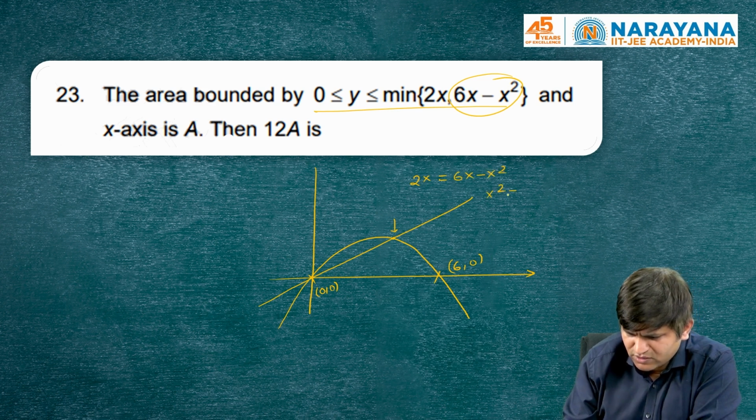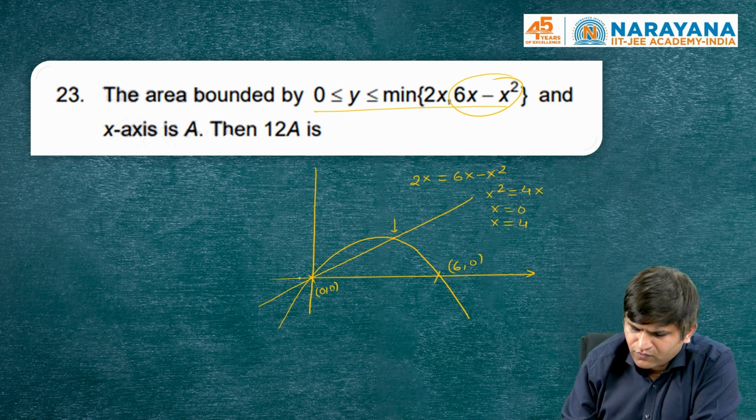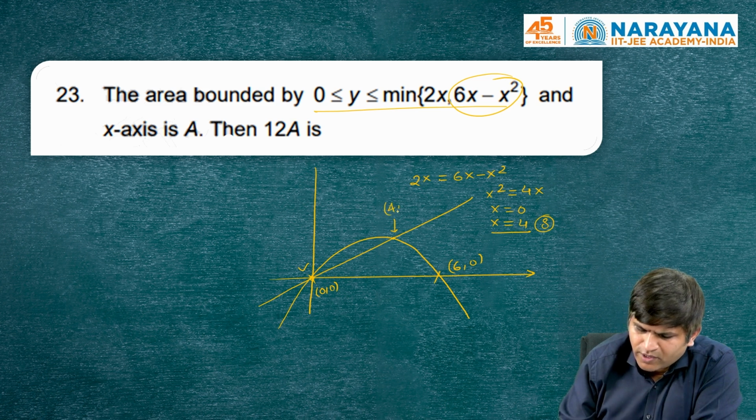So that will be x square is equal to 4x. So x is equal to 0 and x is equal to 4. One point we already have, that is the point of intersection at the origin. The other will be at x equal to 4, and from 2x we get 8. So this point is 4 comma 8. Now for the minimum of the two, this will be the minimum, so we have to find this area.